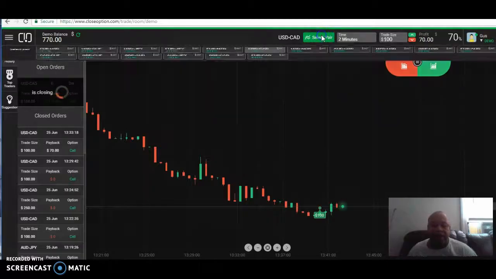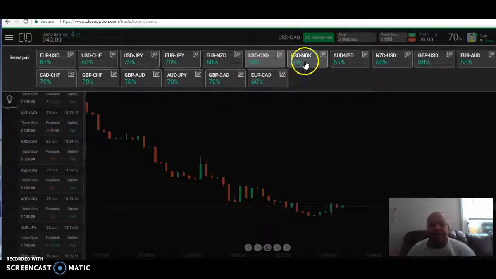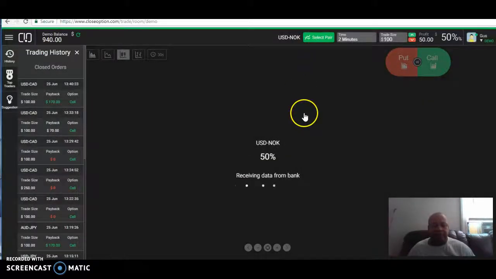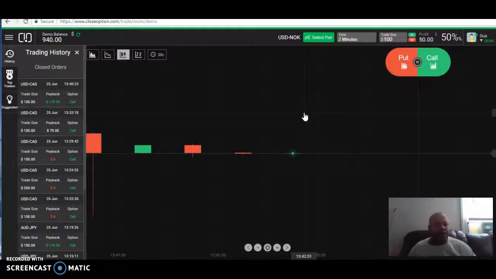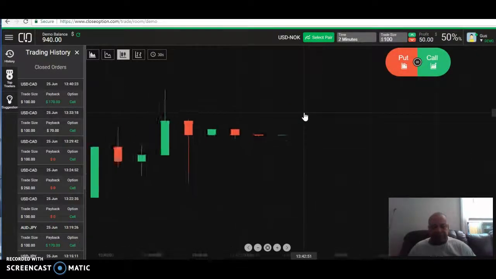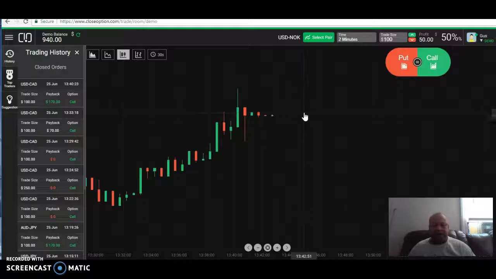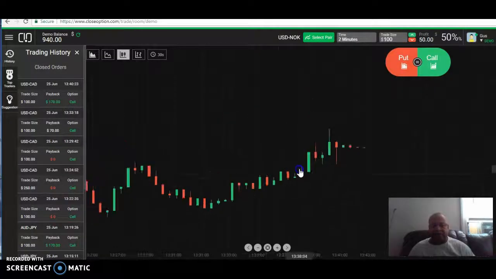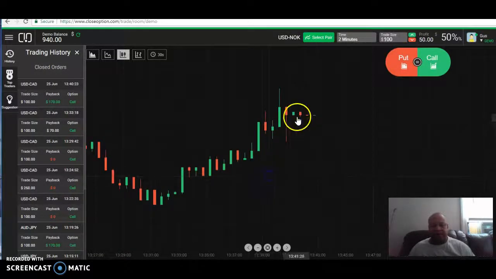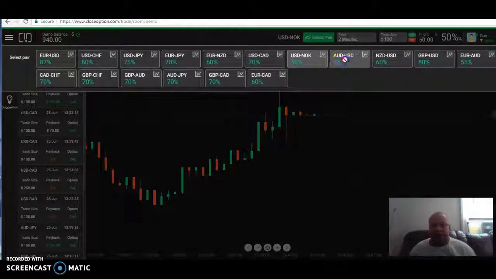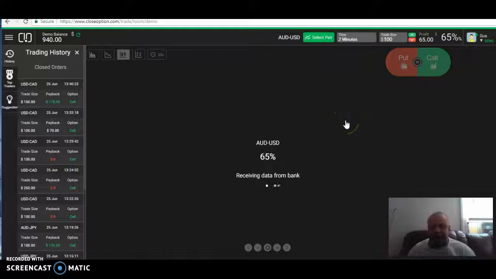So I'm going to go ahead and look for another currency pair, see if something else is developing. We won that trade, but it hasn't been doing much, sort of like this. I'm going to leave this pair alone. Let's check out Aussie dollar, US dollar.